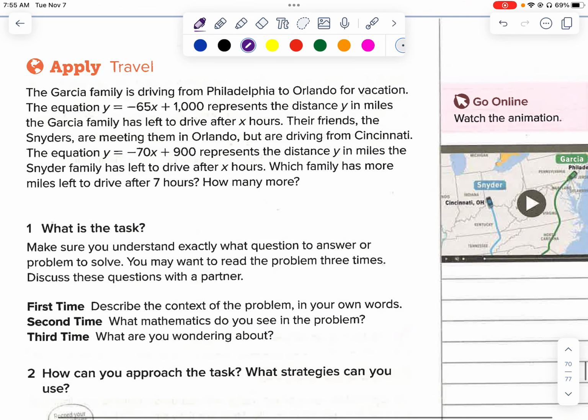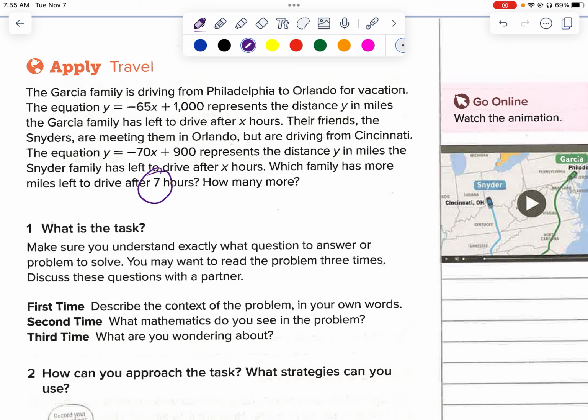Okay. The Garcia family is driving from Philadelphia to Orlando for vacation. Their equation y equals -75x plus 1,000 represents the distance y in miles that the Garcia family has left to drive after x hours. Their friends, the Snyders, are meeting them in Orlando, but are driving from Cincinnati. The equation is y equals -70x plus 900. Again, it represents the distance y in miles the Snyder family has left to drive after x hours. Which family has more miles left to drive after 7 hours?